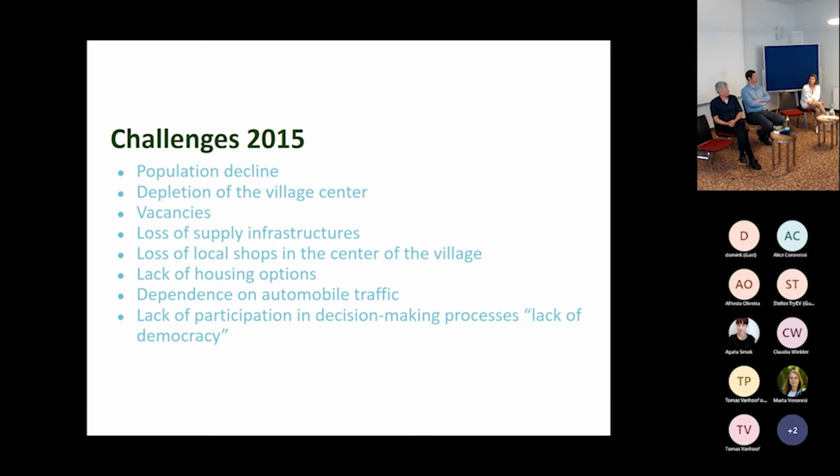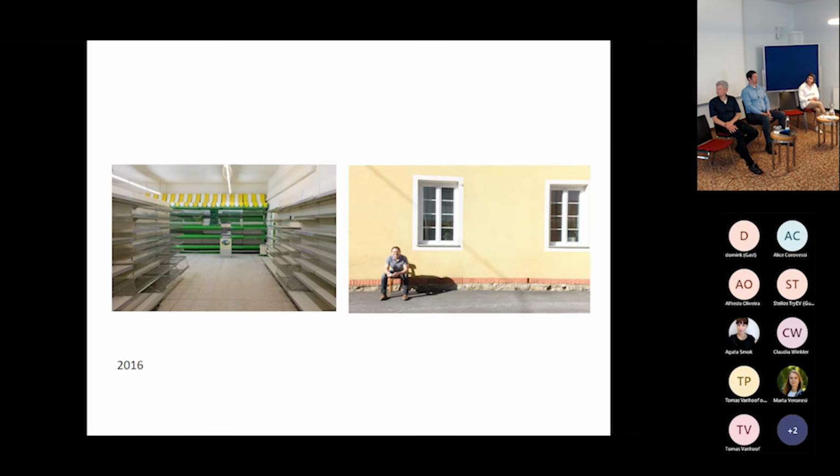In 2015, when I started to work there, there had been a lot of challenges, and there was somehow a real mixture of problems that accumulated in the municipality. And in this year, a new mayor was voted. And so we have been facing population decline, depletion of the village center with vacancies, loss of supply infrastructure. So the last local shop went away. There hadn't been meeting points for the community to come together. Huge dependency on the automatic traffic, so on your own car, no public transport, and a lack of participation in decision-making processes. So as we say, there had been a lack of democracy because it was dominated by traditional political parties. So here just 2 images.